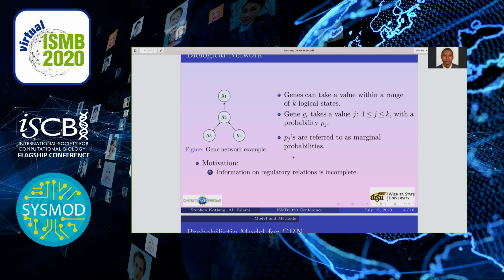We may ask ourselves, why take a probabilistic approach? In practice, the information available for regulatory relations is incomplete and of variable certainty. You may have experimental data, but they only provide partial information on biological systems, and this motivates the employment of a probabilistic methodology for inferring such relations.